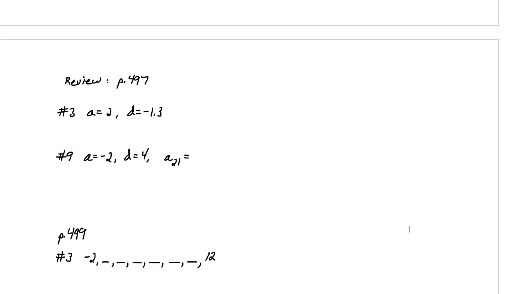Now for the review assignment, page 497. For number 3, the directions are write the first 4 terms of an arithmetic progression. And we're given the first term is 2. We're given the value of d. So to go from term to term, you need to minus 1.3. 2 minus 1.3 is 0.7. And then 0.7 minus 1.3 makes negative 0.6. Negative 0.6 minus 1.3 makes negative 1.9. There are the first 4 terms.